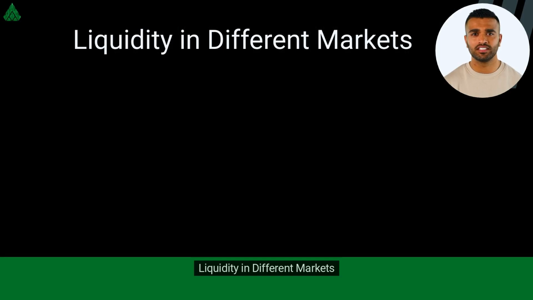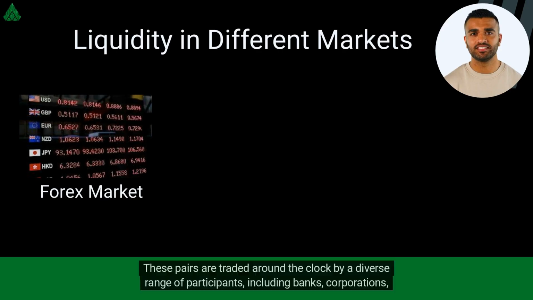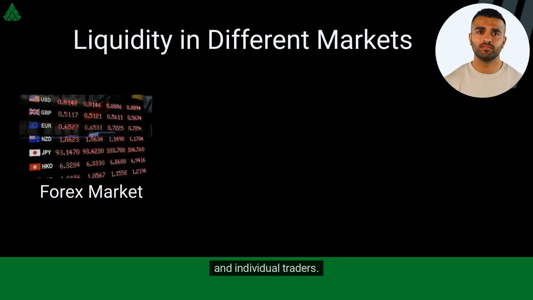Liquidity in different markets. Forex market. The Forex market is known for its high liquidity, especially in major currency pairs like EUR/USD, USD/JPY, and GBP/USD. These pairs are traded around the clock by a diverse range of participants, including banks, corporations, and individual traders.